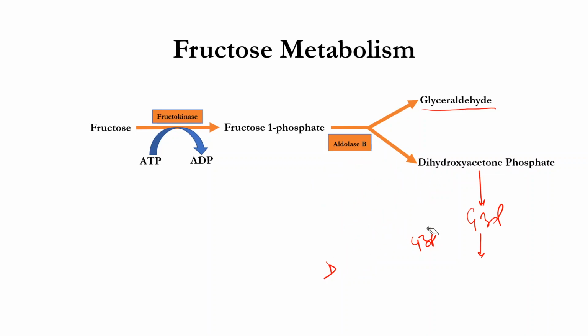So there are two abnormalities in fructose metabolism. First, the absence of or defect in the enzyme fructokinase.